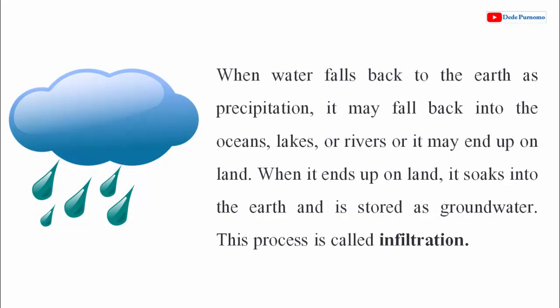When water falls back to the earth as precipitation, it may fall back into oceans, lakes, or rivers, or it may end up on land. When it ends up on land, it soaks into the earth and is stored as groundwater. This process is called infiltration.